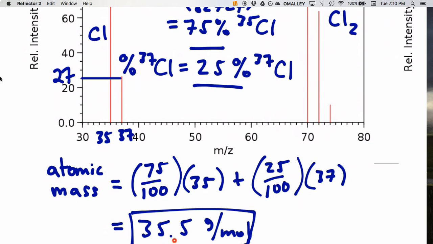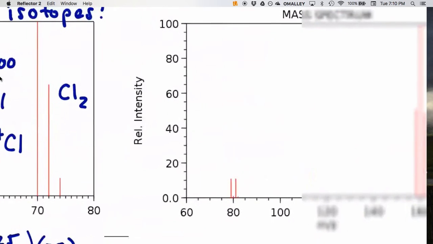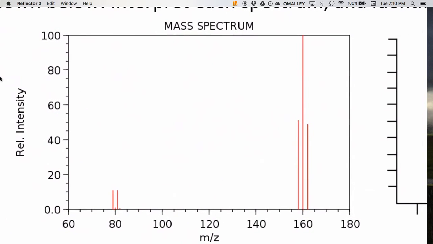So I want you to hit pause one more time, and now I want you to try to identify and make sense of the remaining 2 spectrum that you have. What elements are they? What percentages of each isotope exist? And then what's the weighted average atomic mass?